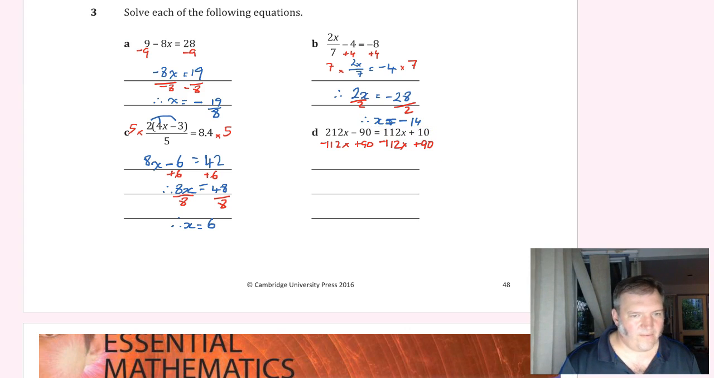What have I got now? 100x equals, oh look, and 10 plus 90 is 100. Well, that's easy. You can even see dividing each side by 100, you're going to get x equals 1.